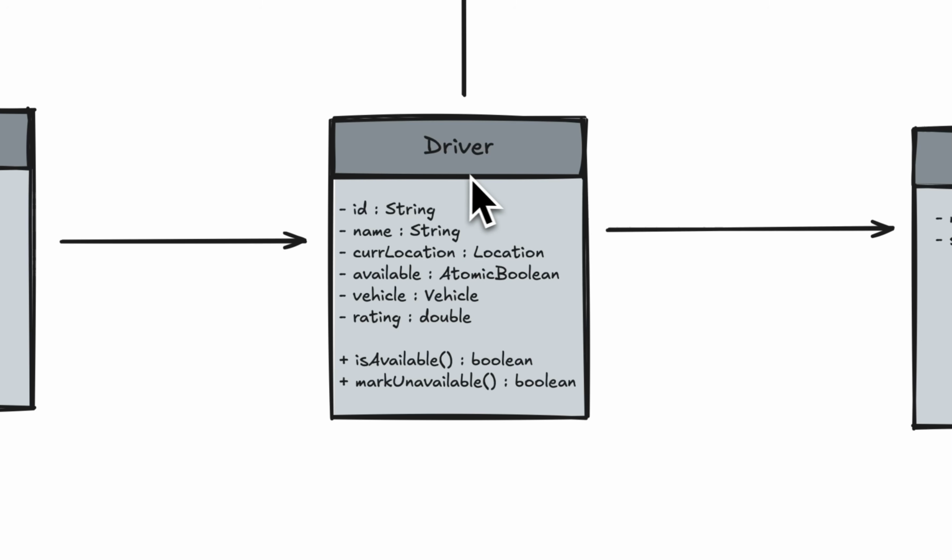And obviously the driver would be having the vehicle. So there is one vehicle object and the rating. And apart from that, it has two functions.